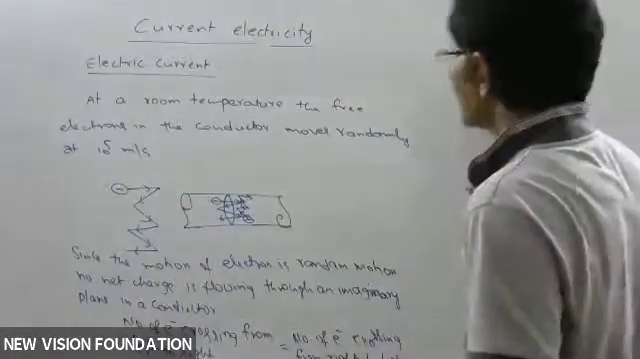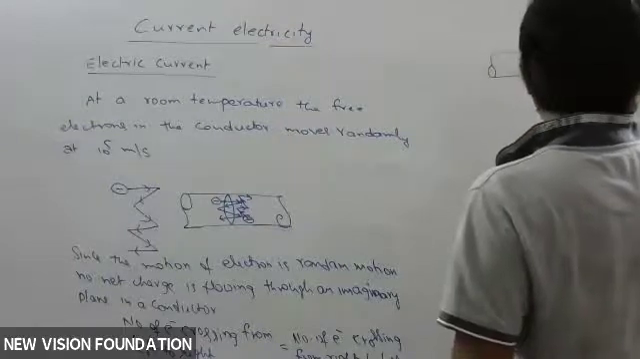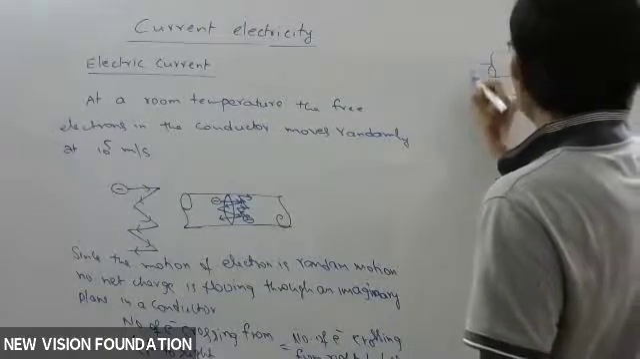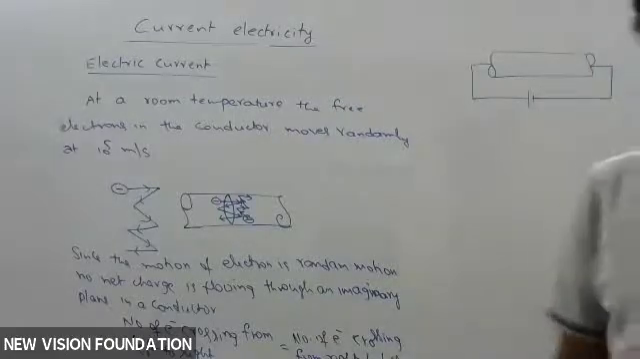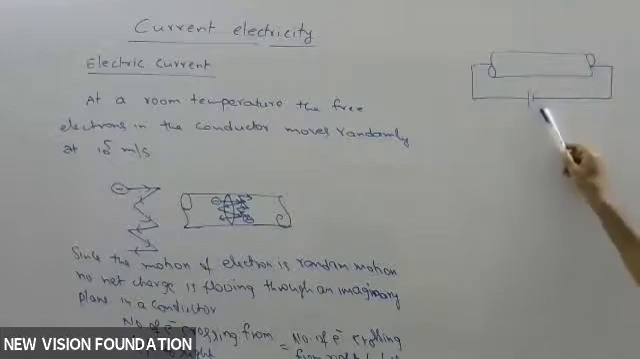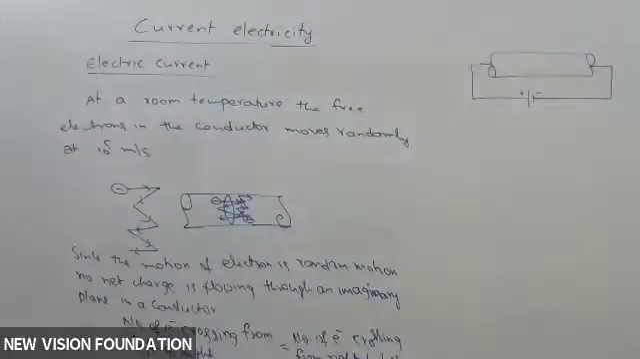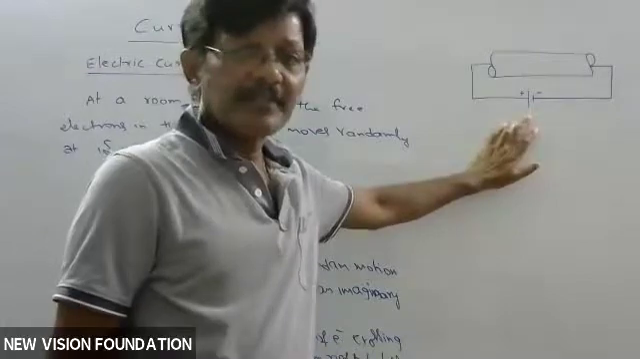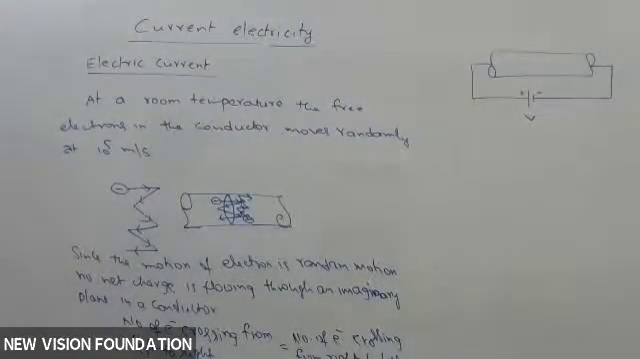But when the ends of this conductor are connected to the terminals of a battery by a conducting wire, there is some potential difference created across the ends of the conductor, because the potential difference across the terminals of the cell is say V. V is the potential difference between the terminals of the cell.